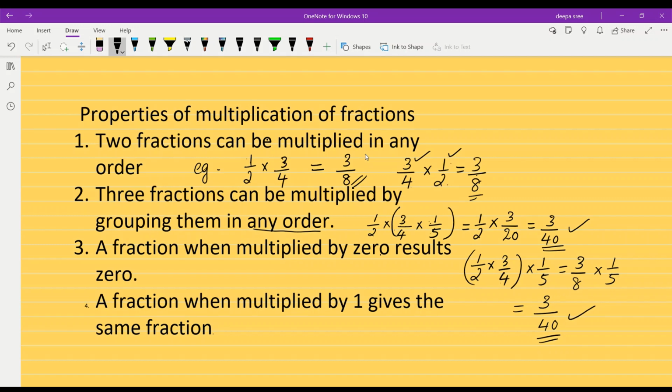Next, a fraction when multiplied by 0 results in 0. So 1 by 2 into 0. Any fraction, if you multiply by 0, then the result will be 0.